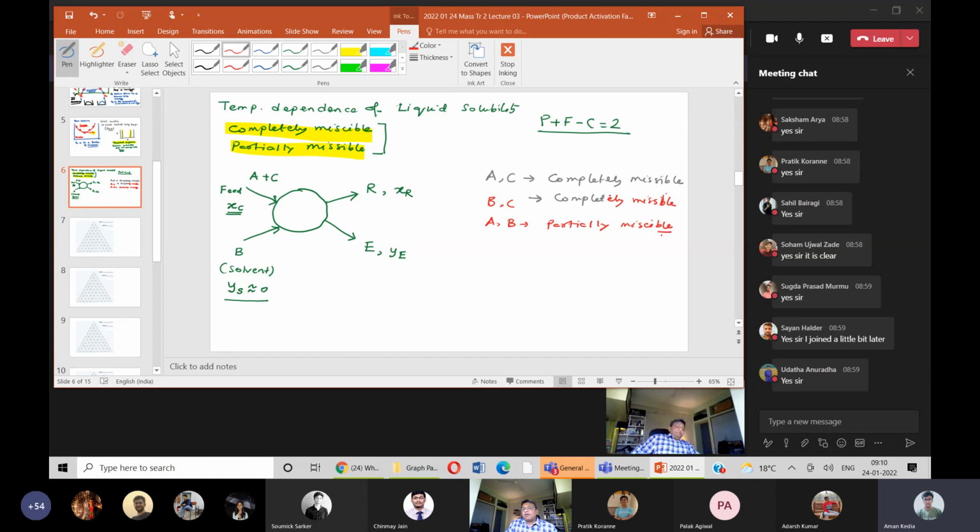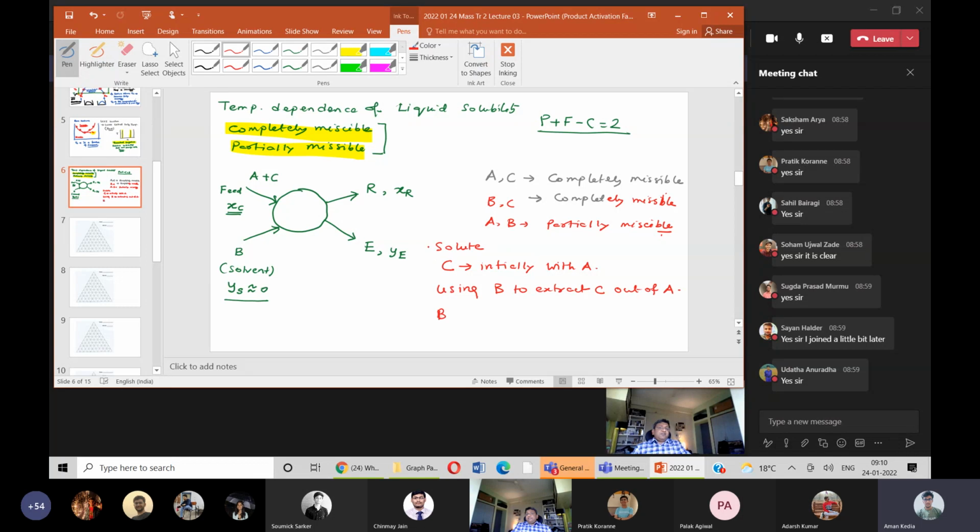So you see, C is initially with A. Let's try to refresh our memories. C is the solute. Initially with A, and you are using B to extract C out of A, right?